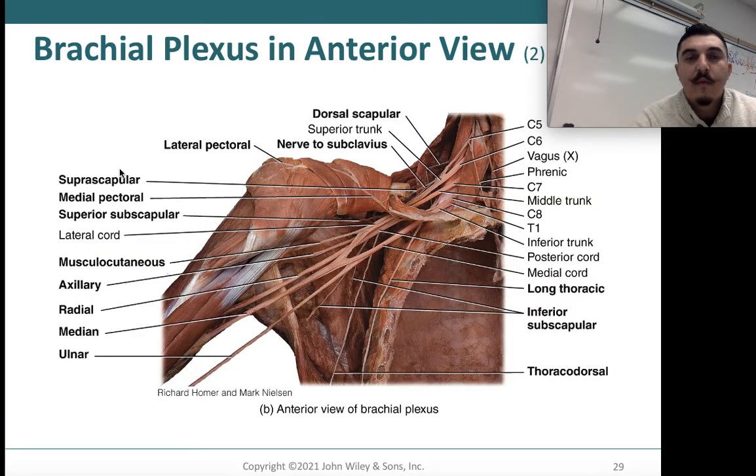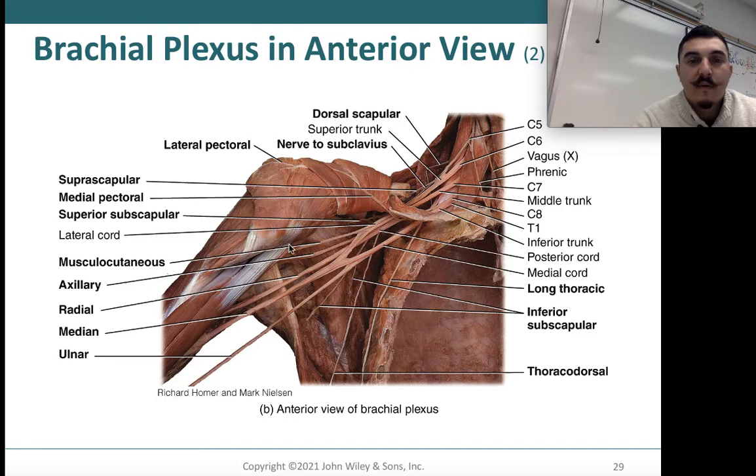Let's see. So here's a cool dissection picture of it. Here's our dorsal scapular. We have different nerves, like our vagus nerve that we'll probably get into. C5, C6, coming out of our cervical vertebrae. Right. Inferior subscapular, like under the scapula. Lateral pectoral, suprascapular, coming on top as well.